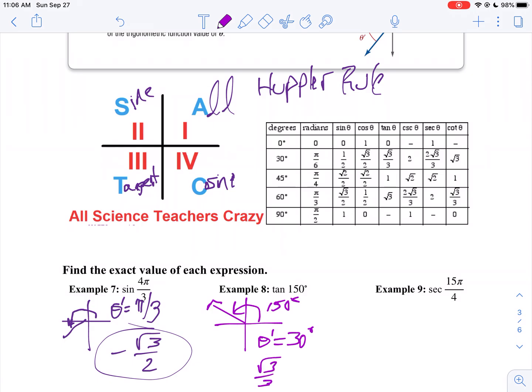Is tangent positive or negative in the second quadrant? In the second quadrant, it's negative. So negative square root of 3 over 3.